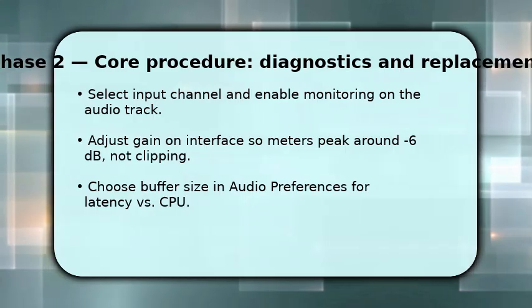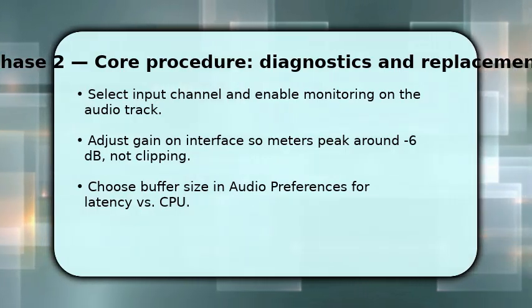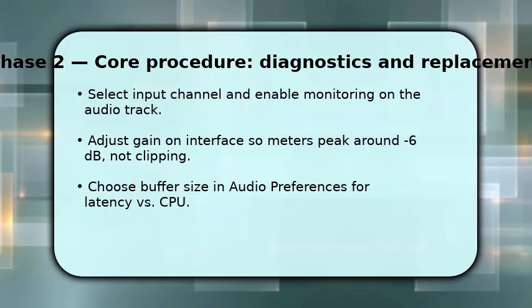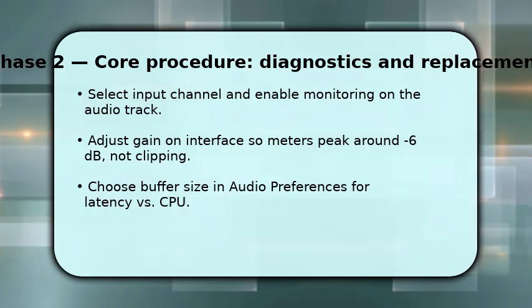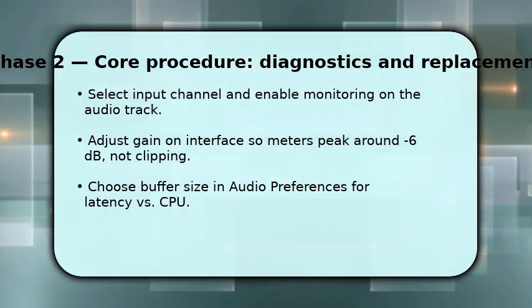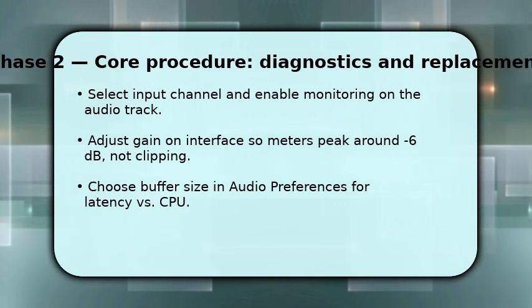In GarageBand's audio preferences, pick a buffer size. Lower for real-time monitoring, higher to reduce CPU strain. Once levels feel good, add light compression or EQ to preview the final tone.